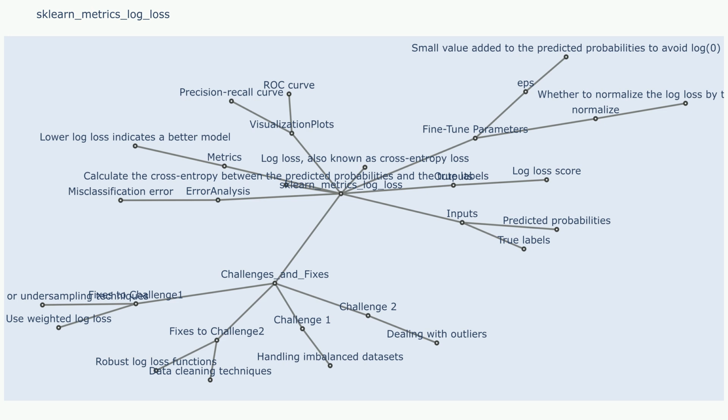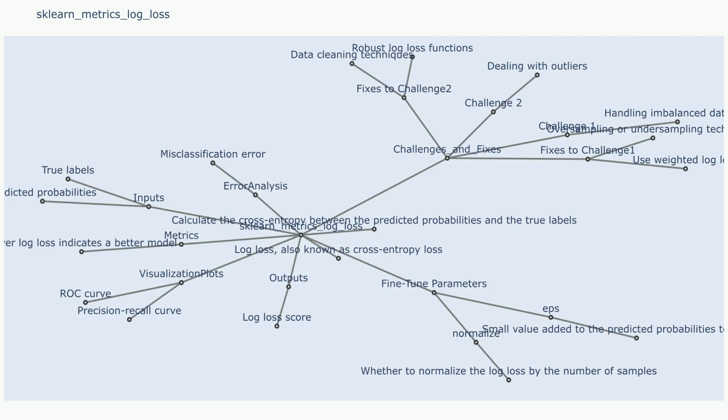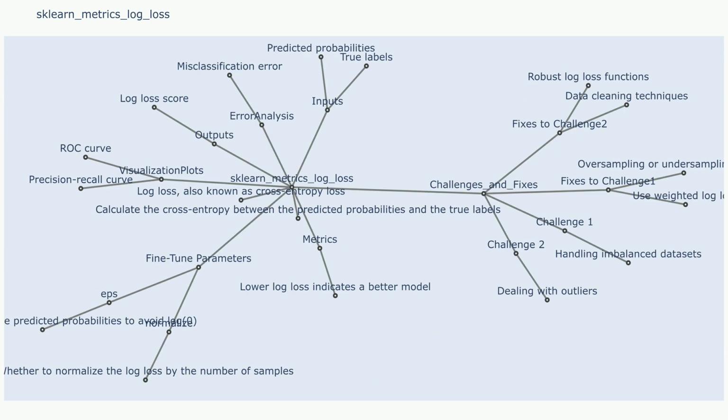y_pred, the predicted probabilities of the data. This is a 2D array of floats, where each row represents a data point, and each column represents the probability of belonging to a particular class. The number of columns must match the number of classes in the dataset.